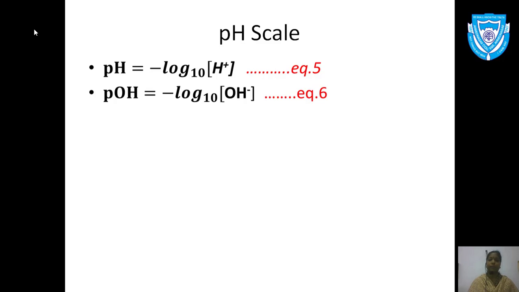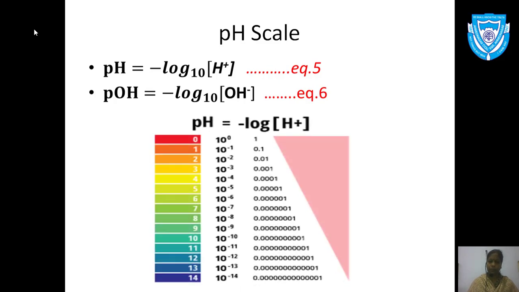P here indicates potence or power, so we are just counting the power of H plus, or the concentration of H plus in the logarithmic scale. Also we can find out the pOH. In the same way we can measure the OH minus ion concentration on a different scale, that is called a pOH. Now here in this image, how can we calculate the pH from the H plus ion concentration?